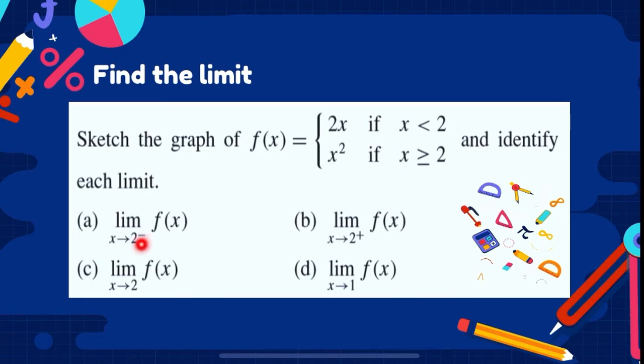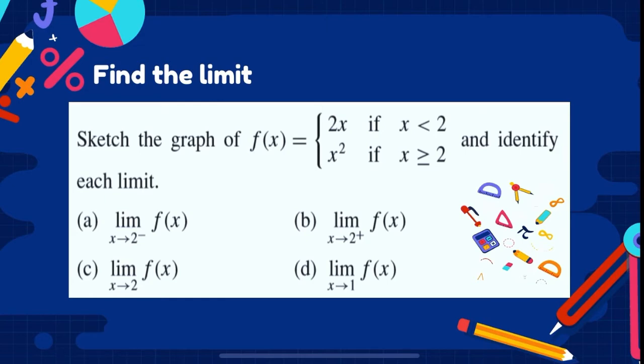So this negative represents left. So when it's 2 to the power of negative, it means that x approaches 2 from the left side. And then when it's positive, as in here, it means from the right side. So now let's find f of x when x approaches 2 from the left side.